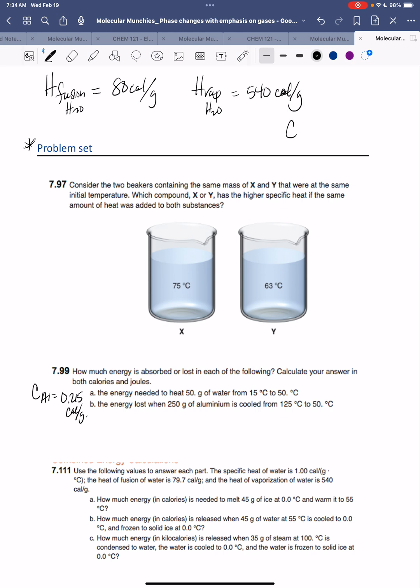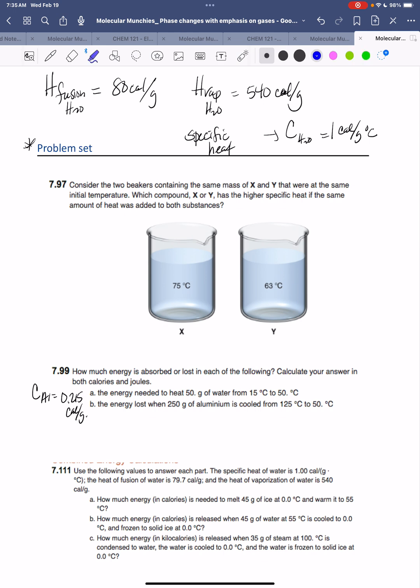And we know C, the specific heat for water. So basically, C is specific heat, or specific heat capacity, for H2O is 1 calorie per gram degrees Celsius. And so I kind of wanted to talk about those concepts a little more and show you a little bit about how those calculations might look.